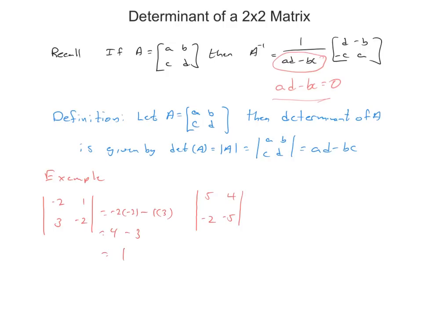What I'd like you to do is pause the video. I'd like you to find the determinant of the matrix 5, 4, -2, -5. So pause the video, find that determinant, and once you have it done, come on back, we'll take a look at it.